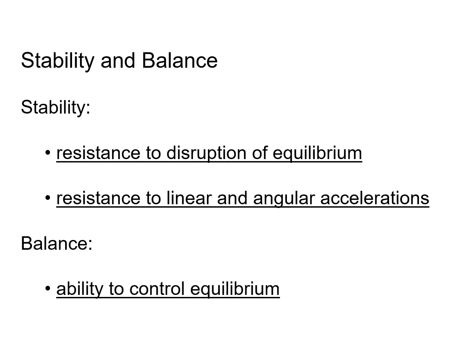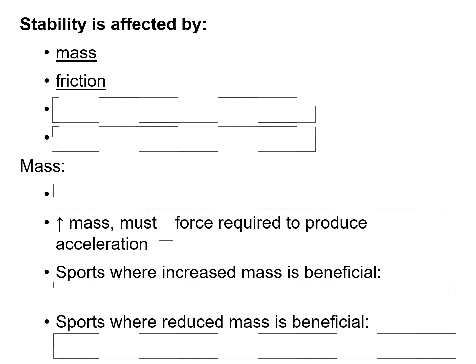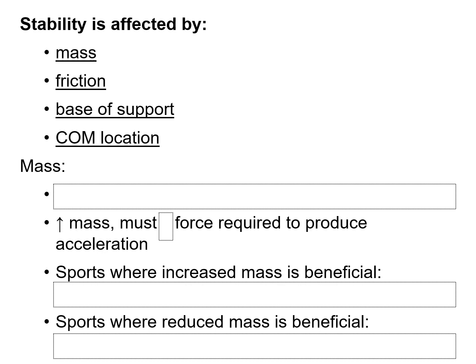With balance, we're looking at the ability to control, or basically maintain, an equilibrium. So if you are on a boat and it's rocky, we're looking at your balance. You're able to activate your agonists and antagonists, the neutralizers and stabilizers, in such a way that you maintain equilibrium, and you're not falling to the deck of the boat. Stability is affected by four main components: your mass, the friction between the two moving objects, your base of support, and the center of mass location of your body.